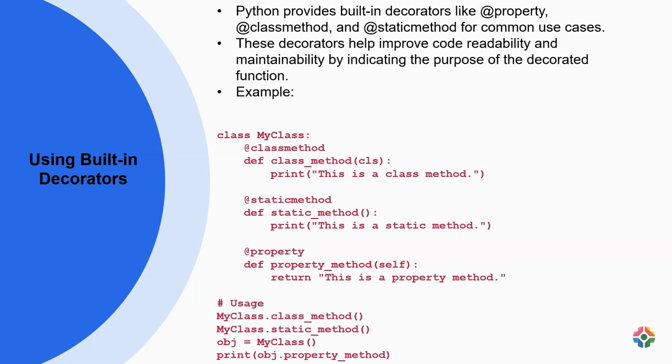Lastly, the @property decorator allows defining a method that can be accessed as an attribute, adding a layer of abstraction for handling attribute access. This is especially useful for scenarios where computed attributes are needed. By applying these decorators judiciously, developers can enhance the structure and organization of their Python code, fostering readability and maintainability.